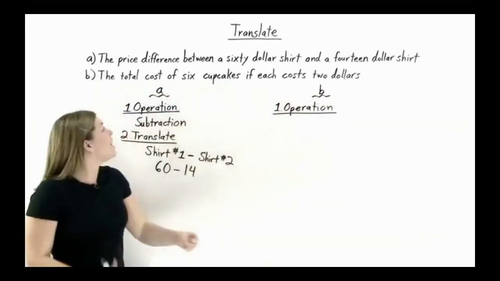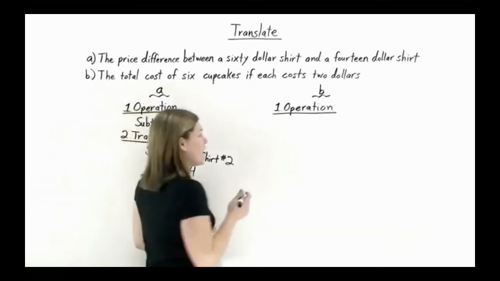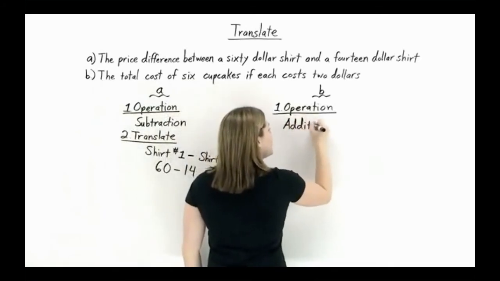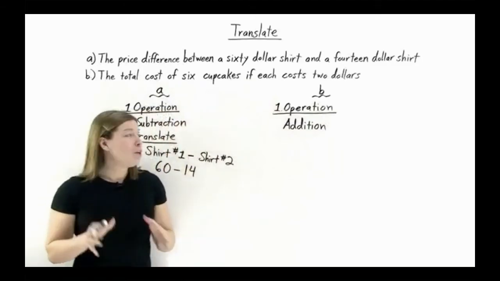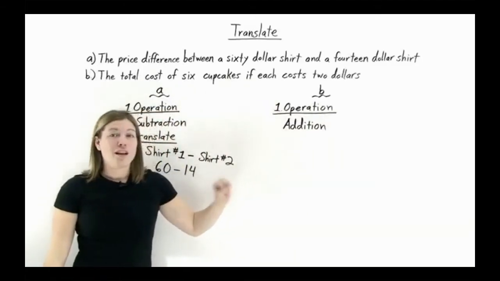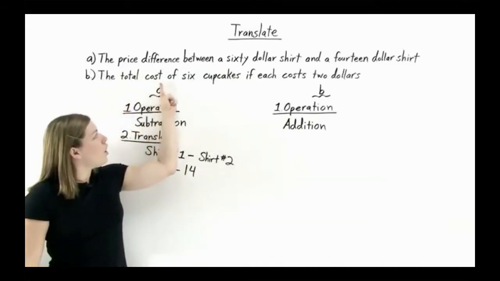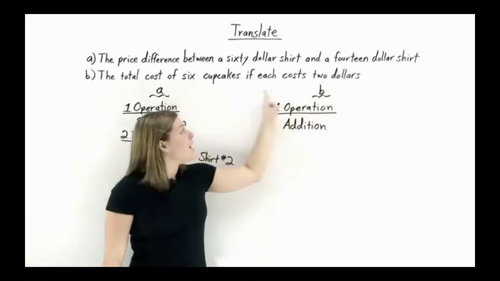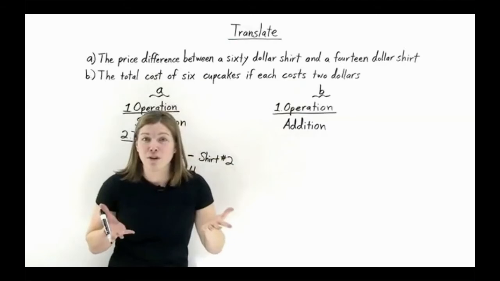So immediately we see a keyword, total. When we're talking about a total, we're talking about addition. So, we're going to be performing an addition. Great. But before we just call that our only operation, let's take a closer look at our phrase. We have the total cost of 6 cupcakes if each costs $2. Each cupcake costs $2. Each cupcake costs the same amount.